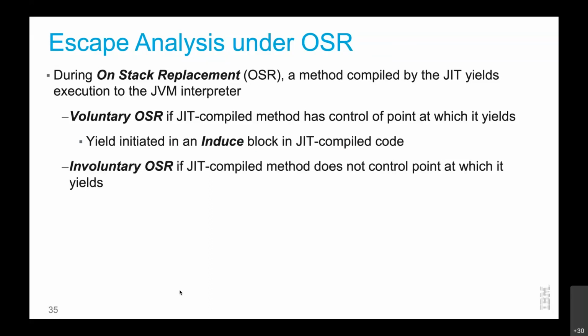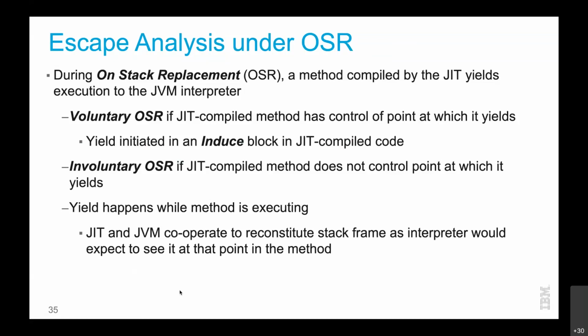The important point about OSR here is that the way the JITted code is generated, the code to deal with the possibility of OSR actually has a tendency to interfere with escape analysis. So the yield happens, as I said, while the method is executing, and the JIT and the JVM have to cooperate to reconstitute the stack frame that the interpreter would expect to be able to see at that point in the execution of the method, so that it can carry on with the execution.